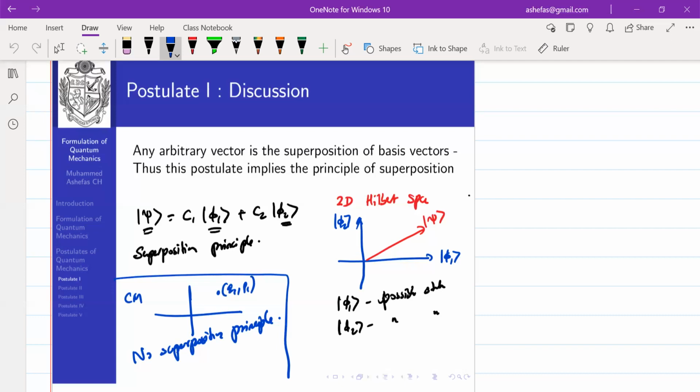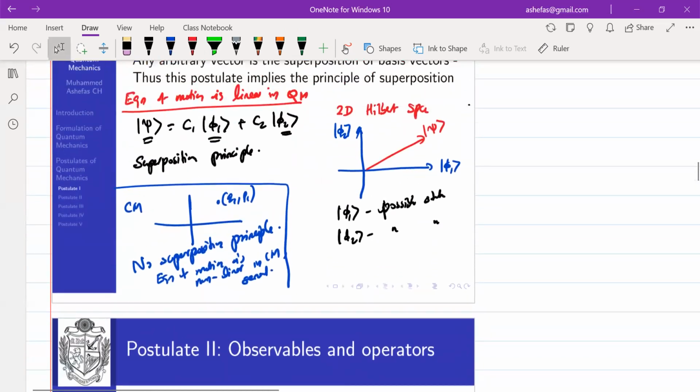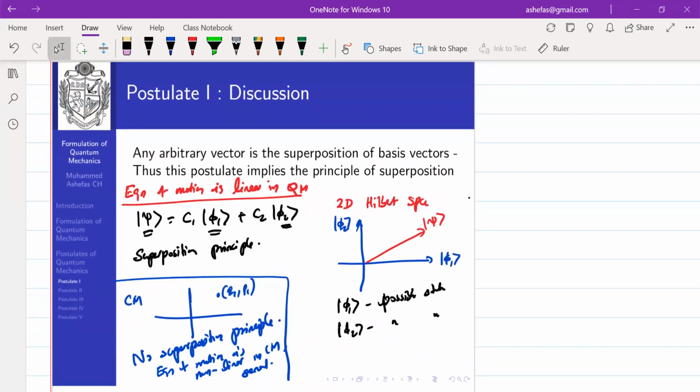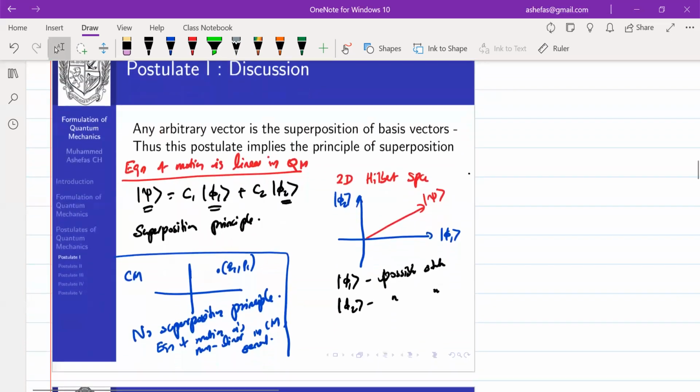Okay, so the main thing is this: the equation of motion is linear in quantum mechanics. It's always linear in quantum mechanics, whereas the equation of motion is non-linear in classical mechanics in general. Okay, so that's all about the discussion of postulate one, about the system and the state.